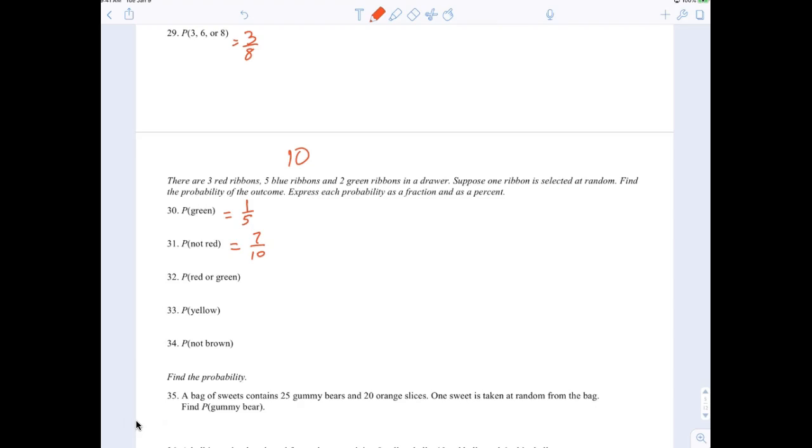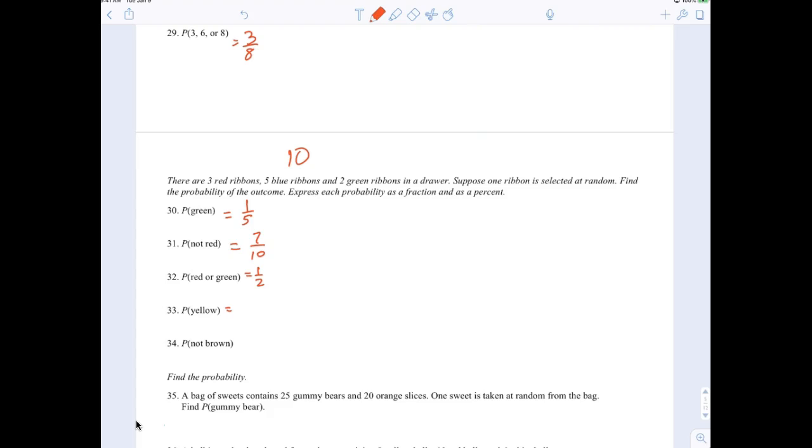Number 32. Go ahead. Yeah. Mia, you can do it. 32. Red or green. So you are 5 out of 10, which is 1/2. Thank you. What's the probability of getting a green, buddy? Green? How many green ribbons are there?